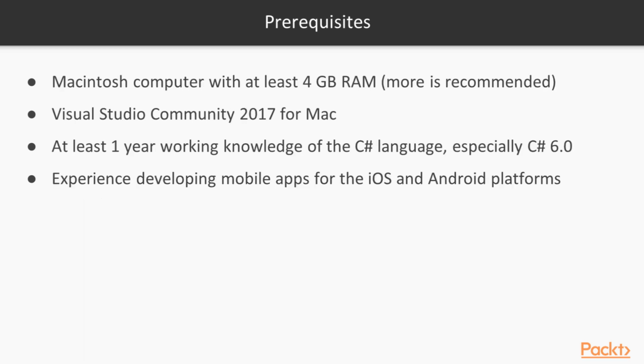So the prerequisites for this course, you will need to have a Macintosh computer with at least 4 GB of RAM, more is recommended. You'll also need to install the Visual Studio Community 2017 for Mac, and you'll also need to have at least 1 year working knowledge of the C# programming language, especially C# 6.0. And it will also help if you have experience developing mobile applications for the iOS and Android platforms.